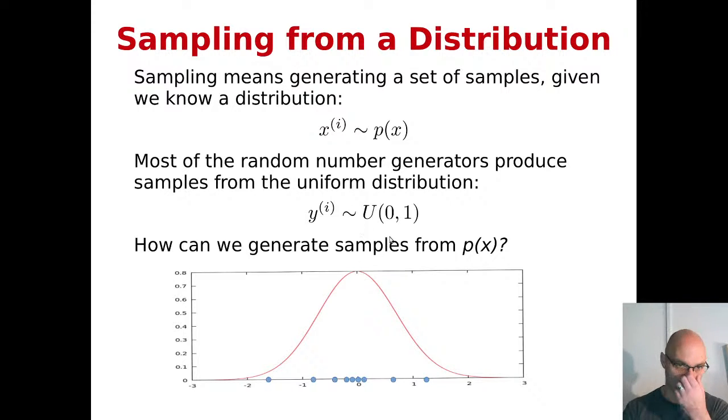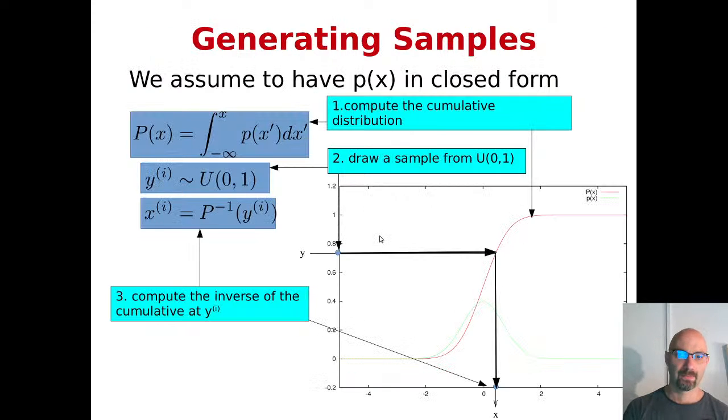Which is the uniform one. So, how would you do? Well, let's start from some assumption. We assume to have this density in closed form, right? So this P of X in closed form.